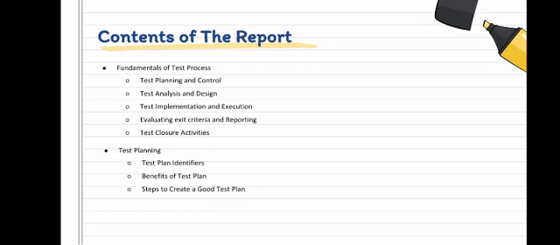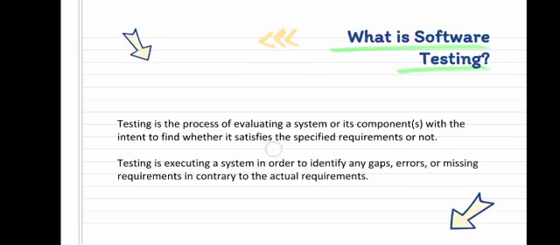First, I will discuss the fundamentals of test process: test planning and control, test analysis and design, test implementation and execution, evaluating exit criteria and reporting, test closure activities, and the last one is about test planning. Test plan identifiers, benefits of test plan, and steps to create a good test plan. Test process. What is software test?